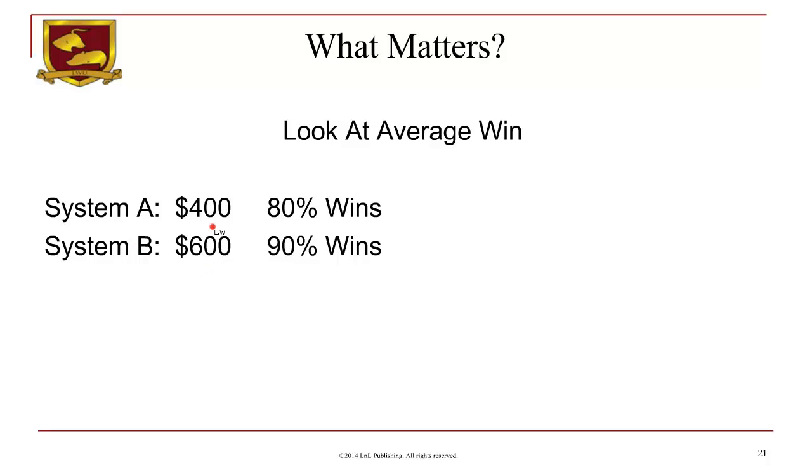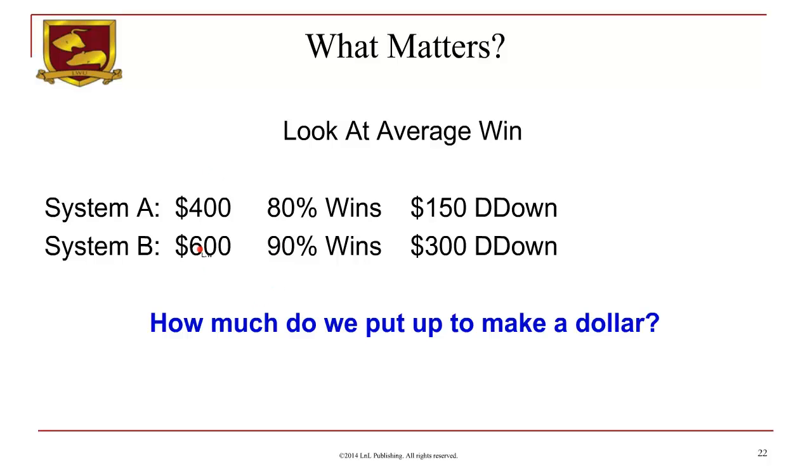Here's a system that makes $400 with 80% wins. System B makes $600 with 90% wins. This looks like the better system, right? I mean, I make more money and my accuracy is higher. But let me show you something. If my drawdown is $300 for this system and $150 for this system, clearly this is the better system. So you need to look at how much money you have to put up to make $1. That's a big part of it as well.